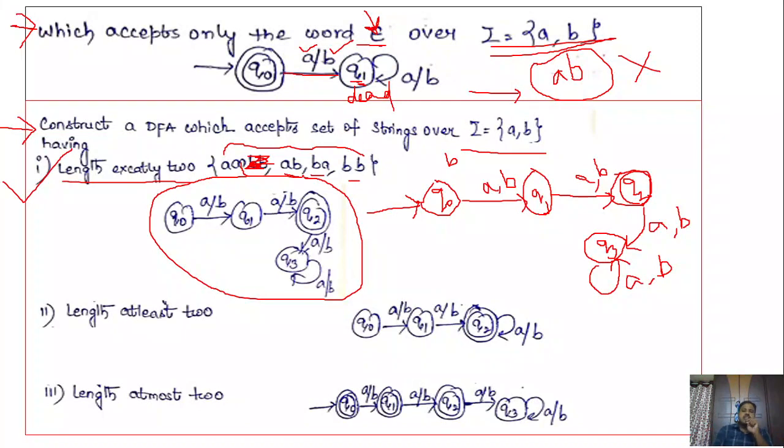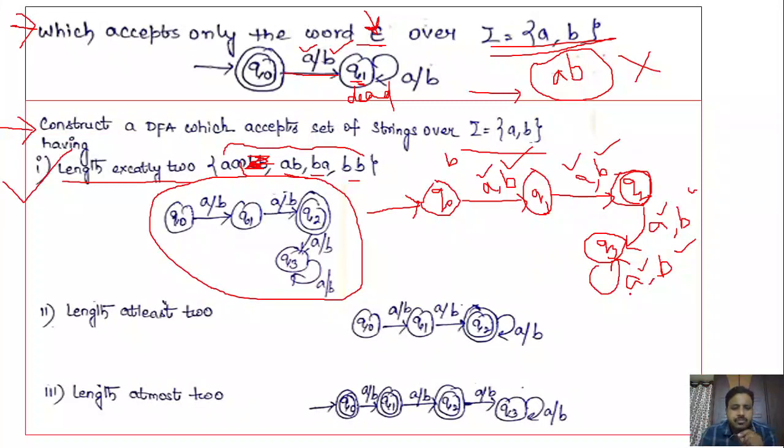So if you observe this diagram, just check whether we have specified the transition on every input symbol. From q0 we have specified transitions on a and b. From q1 we specified transitions on a and b. From q2 we specified transitions on a and b. And from q3 we specified transitions on a and b. So from every state we have specified the transition on every input symbol. That is the perfect DFA, and it is accepting the property mentioned in the problem.